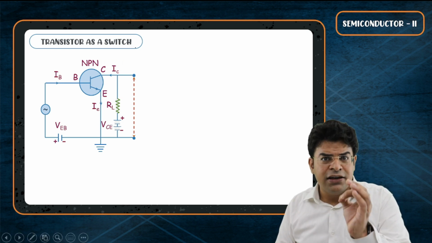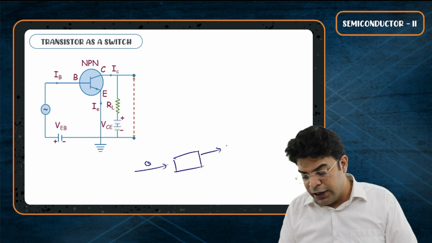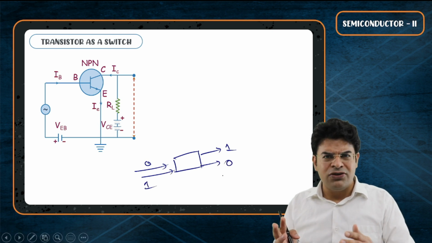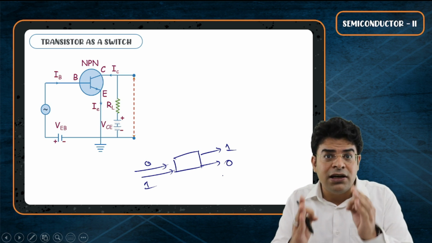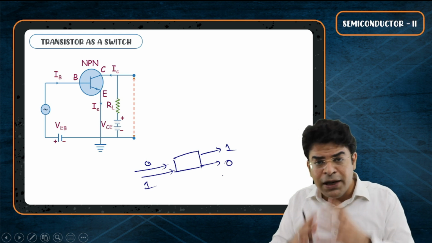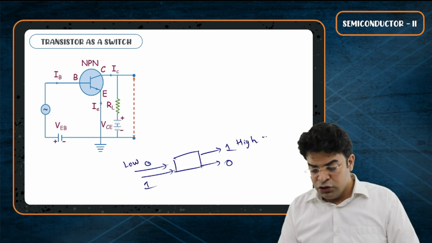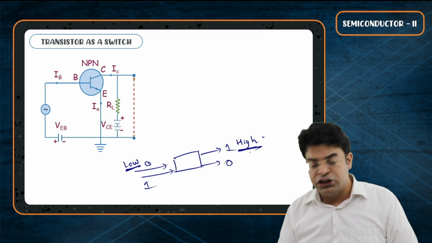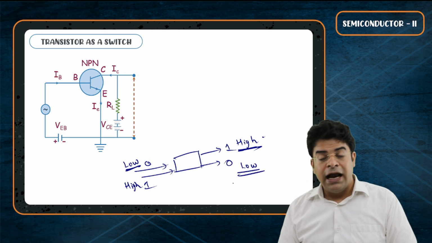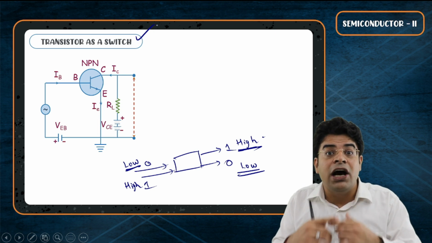Now first, let's understand what is the meaning of switch. A switch is something that can convert 0 into 1 and that can convert 1 into 0. The what? 0 into 1 and 1 into 0. This is NOT gate? Yes. A transistor working as a switch is as good as a transistor working as a NOT gate. In Boolean algebra, 0 means low potential, 1 means high potential. So for low input potential, you get high potential output. And for high potential input 1, you get low potential output. And this is the meaning of working of transistor as a switch or working of transistor as a NOT gate.